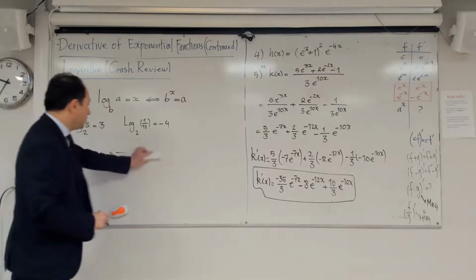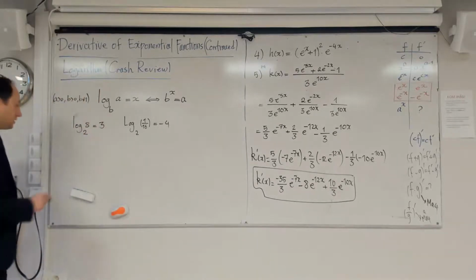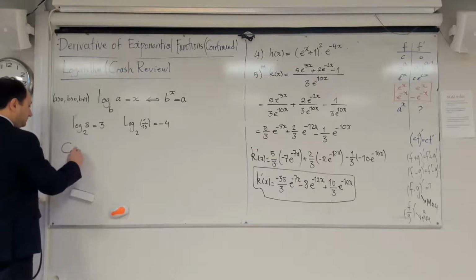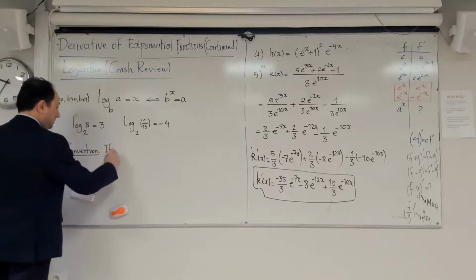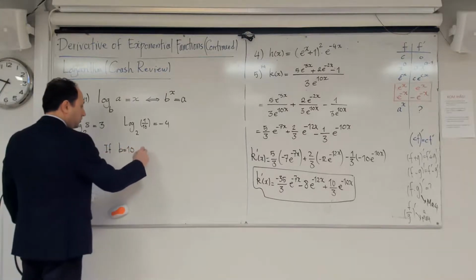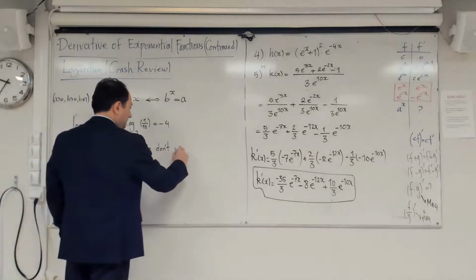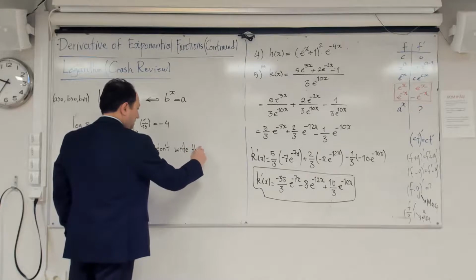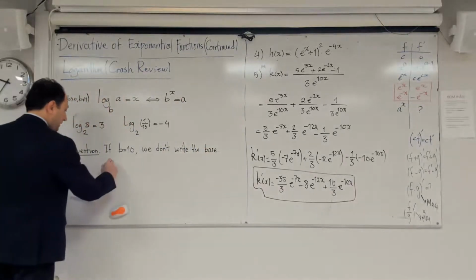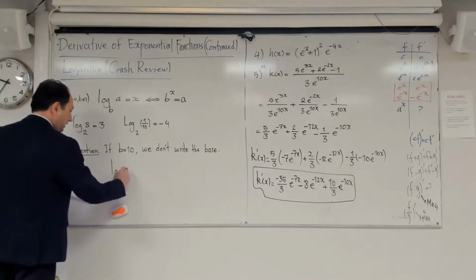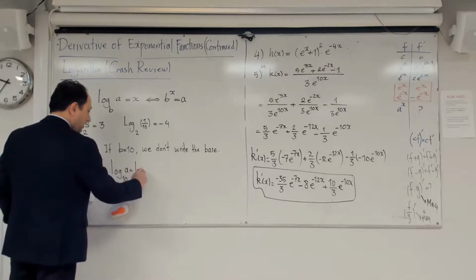And there is a convention going on. The convention is that if the base is 10, we don't write it, yes? So convention, if b is equal to 10, we don't write the base. Yes? So whenever you see log of a in base 10, don't bother to write it in that way. We simply write log of a.